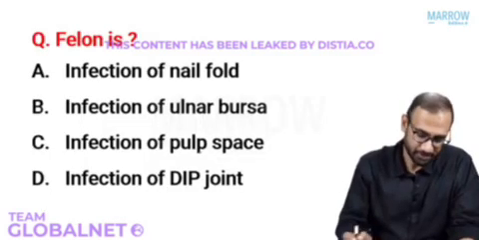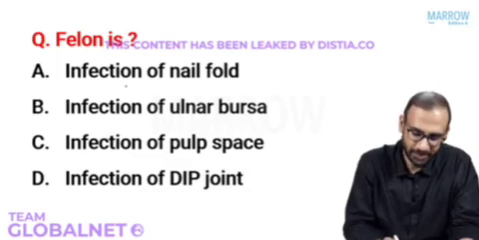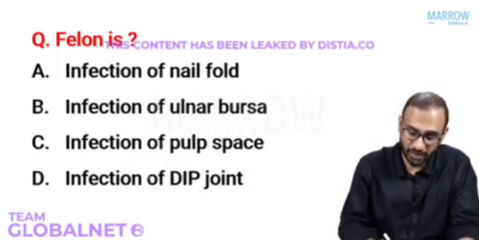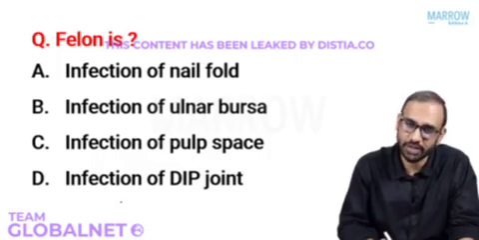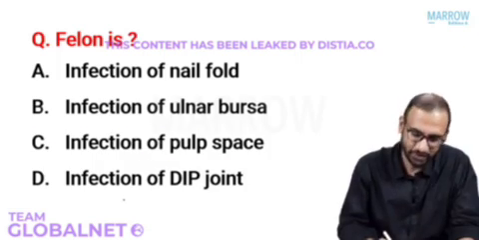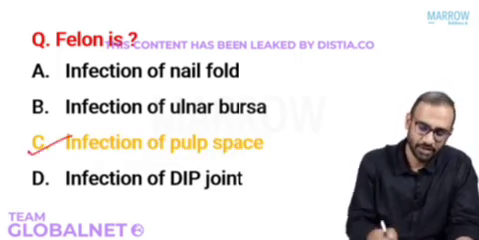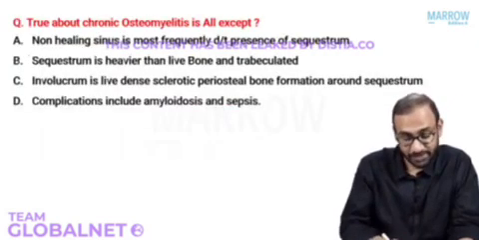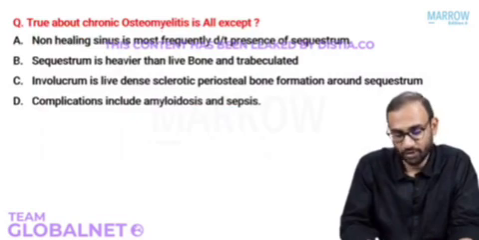Now let's look at the first MCQ. Felon is infection of the nail fold, infection of the ulnar bursa, infection of the pulp space, or infection of the DIP joint. What is the answer? Yes, it's the infection of the pulp space, because paronychia is the infection of the nail fold. Right? Now, next MCQ: true about chronic osteomyelitis, all except.